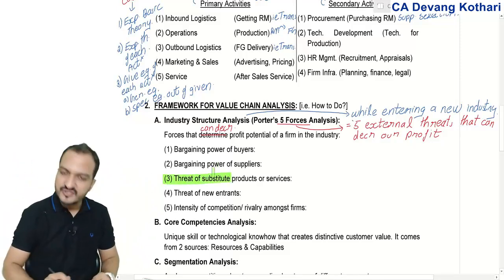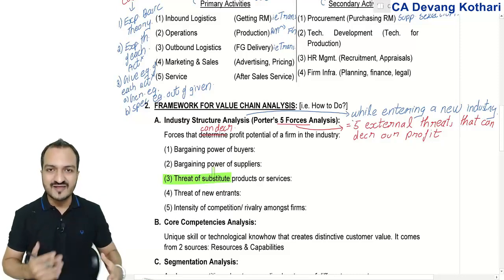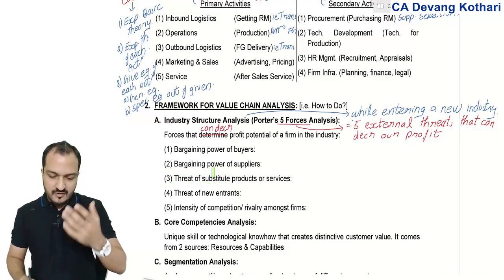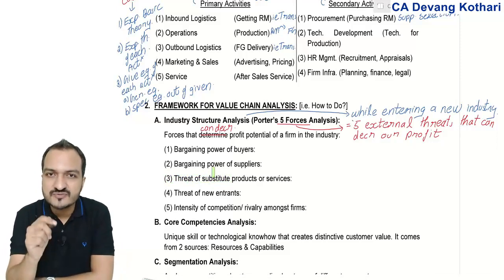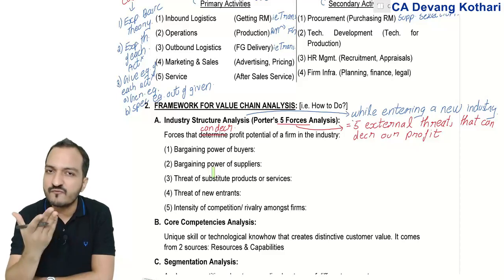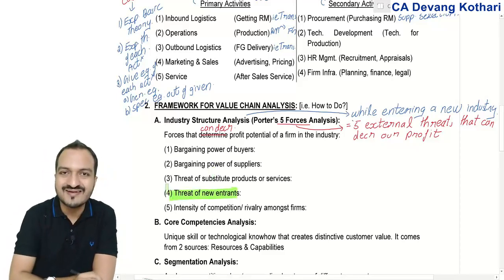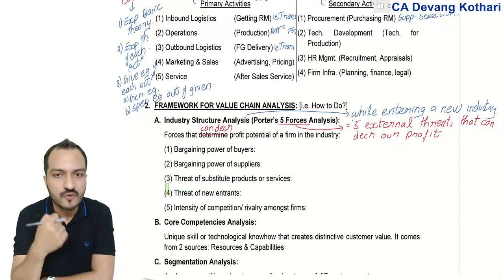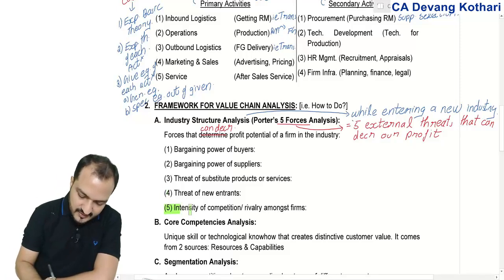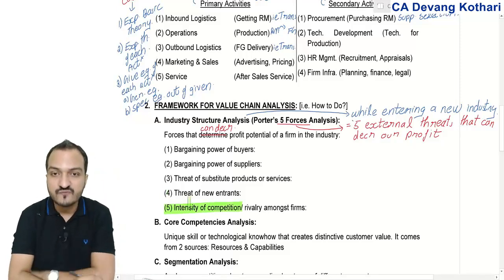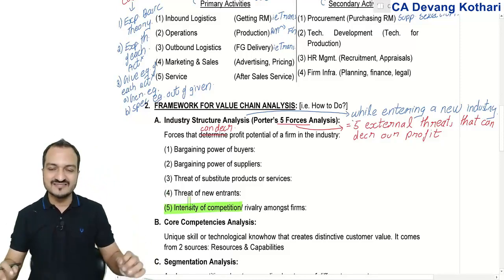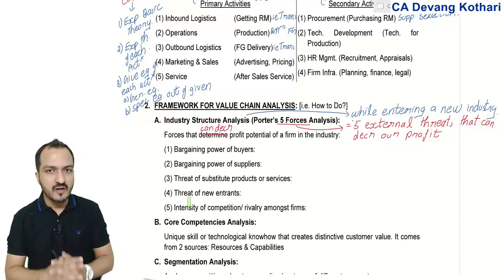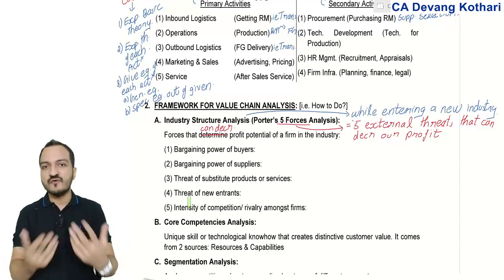Third, threat of substitutes. If this industry has a lot of threat from substitute products, if lots of substitutes are available and the customers are aware of those substitutes, then again my potential of earning profit will be less. Threat of new entrants. If it is easy to enter this industry, then again my potential for earning profit will be less. And intensity of competition. If among the existing companies like me in this industry there is very intense competition among us, then again the potential of earning profit will be less, right?